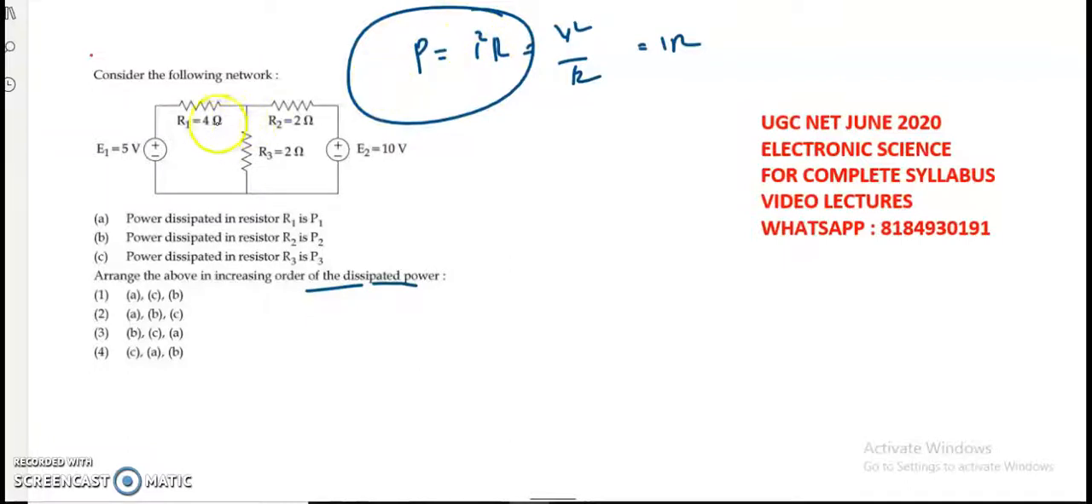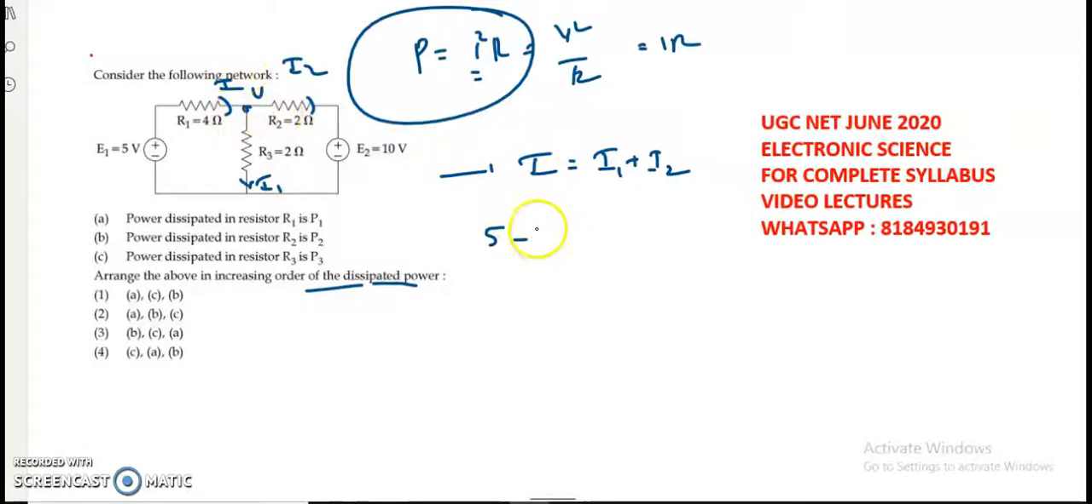To find the power dissipated in each resistor, first we have to find the current flowing through the resistors. Here I am applying nodal analysis. Let's take that I is coming and dividing into two sections, I1 and I2. From the circuit I can write that I is equal to I1 plus I2. Let's imagine that some voltage V is there at this node. Now I can be written as (5 minus V) divided by 4 is equal to V divided by 2 plus (V minus 10) divided by 2.